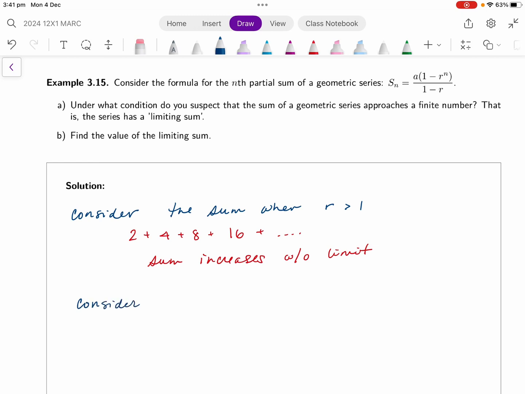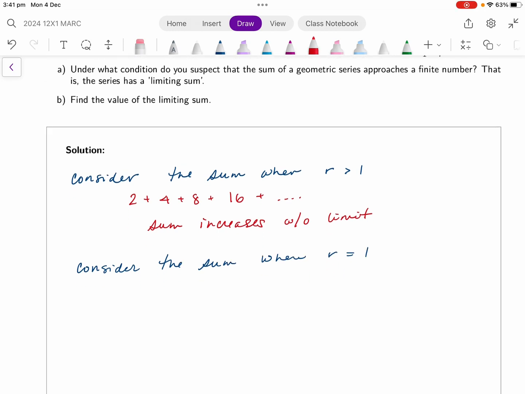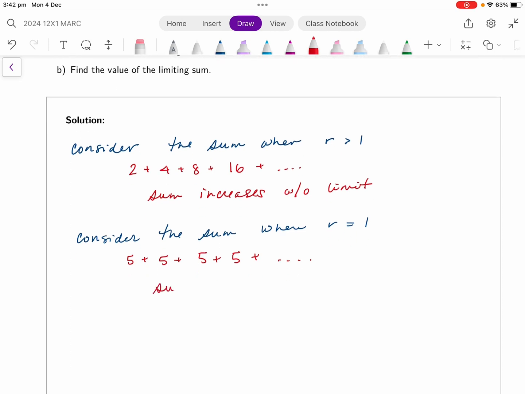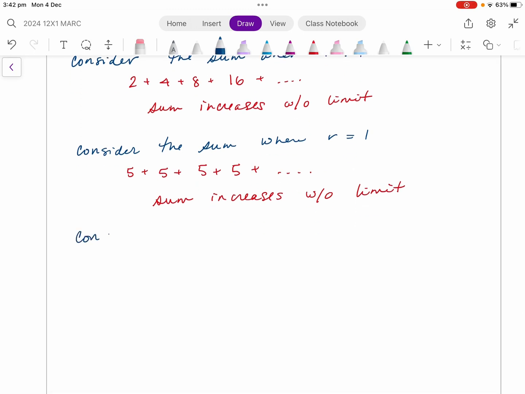So, well, let's consider another case. Let's consider the sum when r equals 1. So, for instance, picking an easy example, 5 plus 5 plus 5 plus 5, and so on and so forth. Again, the sum increases without limit. So, you probably already know what's going to happen when we consider when our common ratio is less than 1.